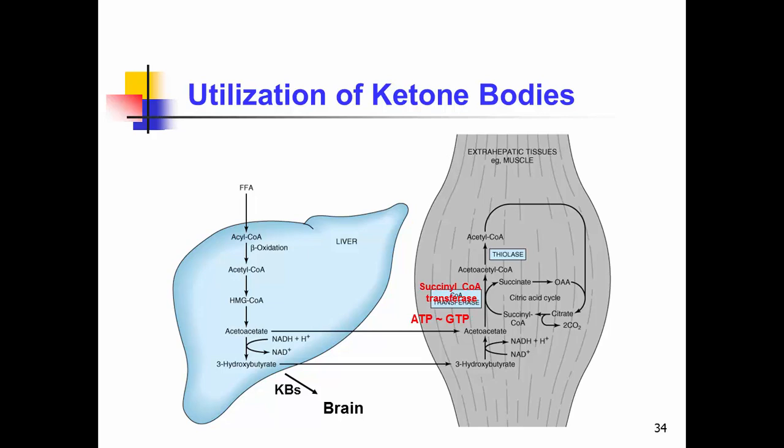So the reason why the liver cannot utilize ketone bodies is because the liver actually lacks this key enzyme for ketone body utilization, right? So the liver lacks succinyl-CoA transferase, so the liver is not able to break down and utilize ketone bodies, right?